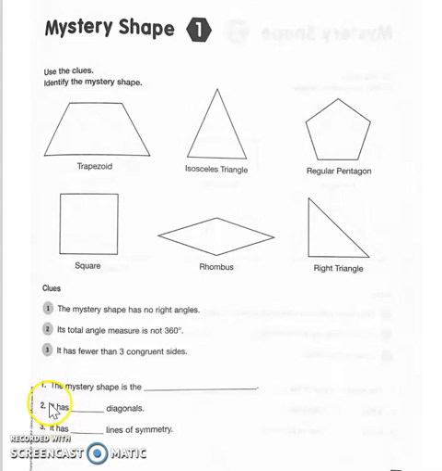And at the end, it's going to ask you how many diagonals that shape has and how many lines of symmetry that has. We'll go over what that means at the end here. But first, looking at this, we've got a trapezoid, an isosceles triangle, a regular pentagon, a square, a rhombus, and a right triangle. Remember, an isosceles triangle is when you have two sides that are equal or congruent, right?